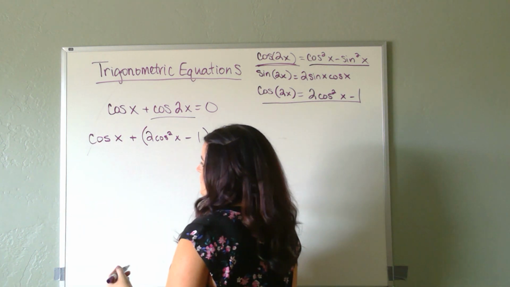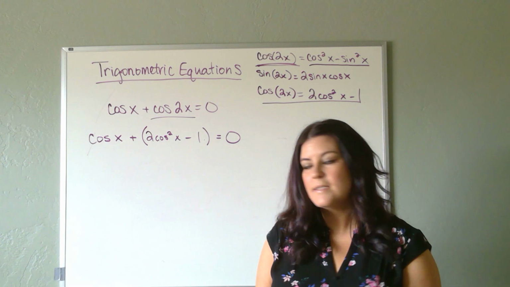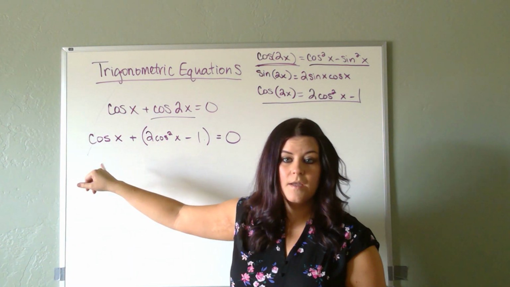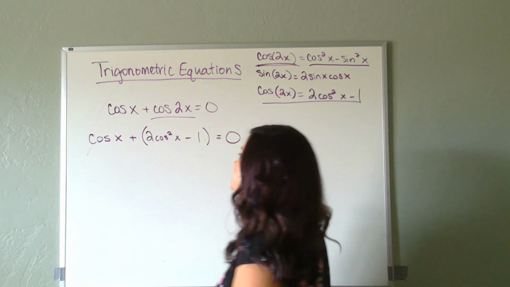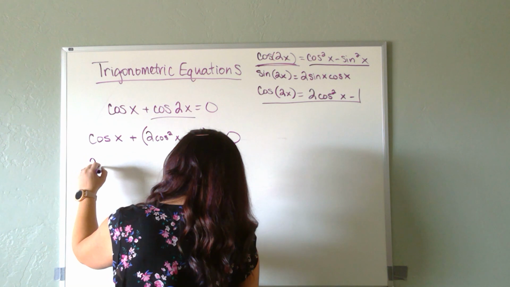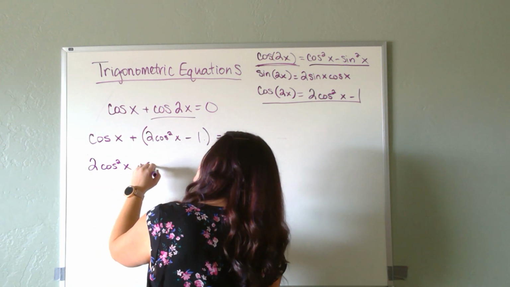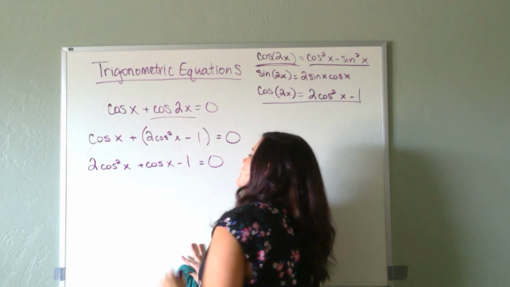The first thing I'm going to do, and it might not be apparent what you would do here, so I'm going to give you some ideas. If you have something like this, a squared term and a term that's not squared, try putting the squared term first, just rearranging the problem. So I have 2 cosine squared x plus cosine x, and then minus 1 equals 0.